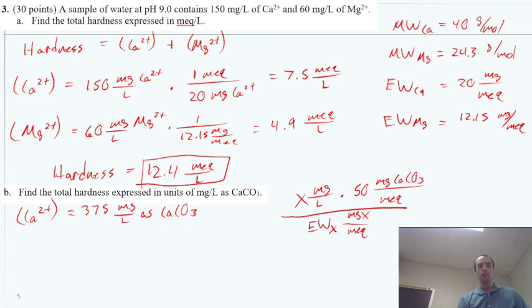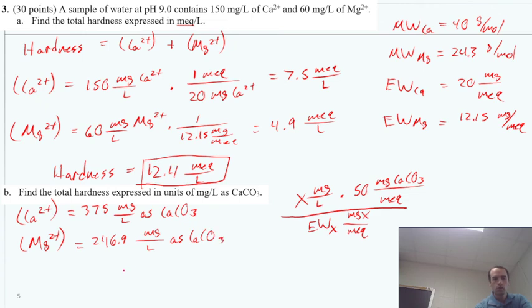Okay, so that's kind of what we did. In calcium's case in particular, it works nicely because calcium is literally in this thing. Of course, that's going to be different if we have different charges and all that. So we'll do magnesium through the same process. We should get 246.9 milligrams per liter as CaCO3.